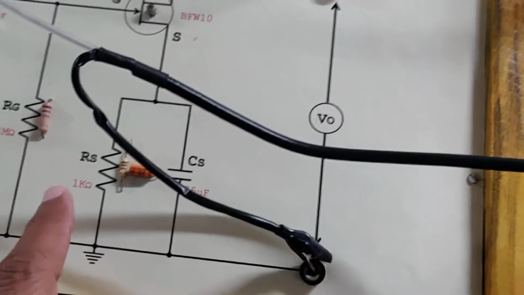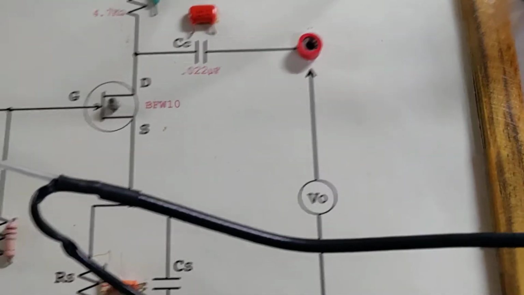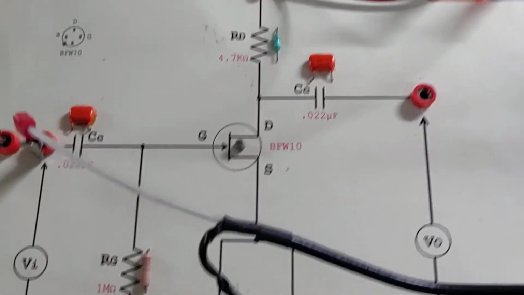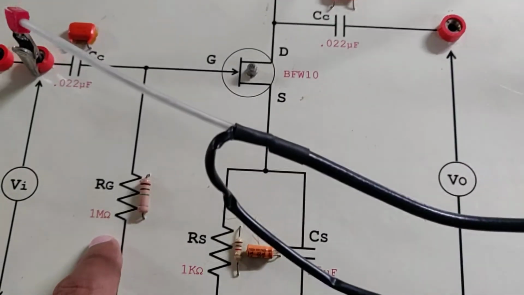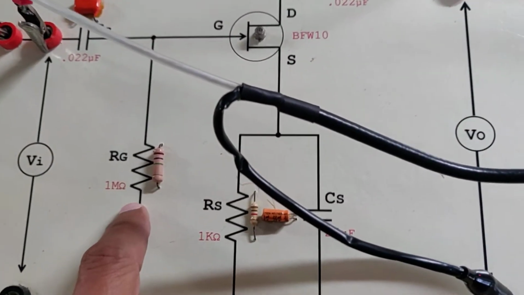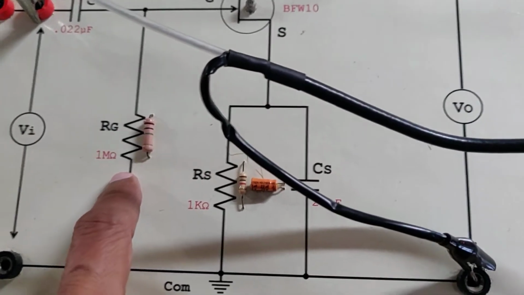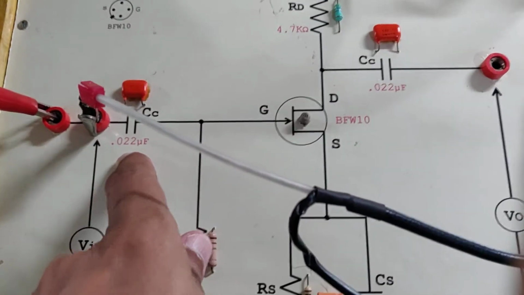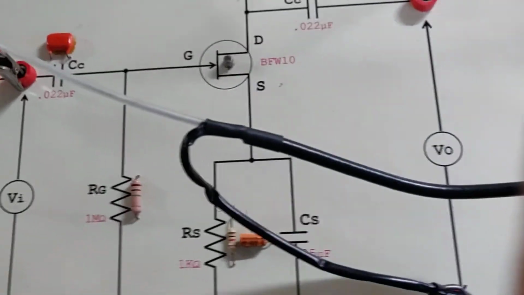Normally an RC combination is going to be there, that is RS and CS combination, we can say. And this will give you the RG. The value of RG is very high, it should be 1 megaohm, that you can see here. And the input you are connecting with a coupling capacitor, a 0.022 microfarad capacitor.